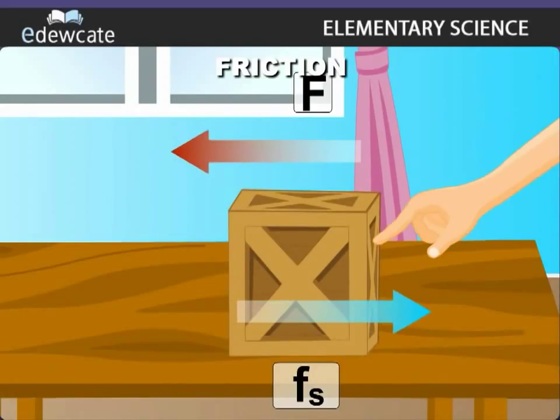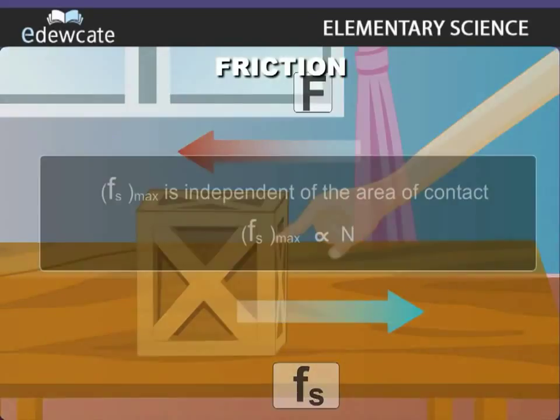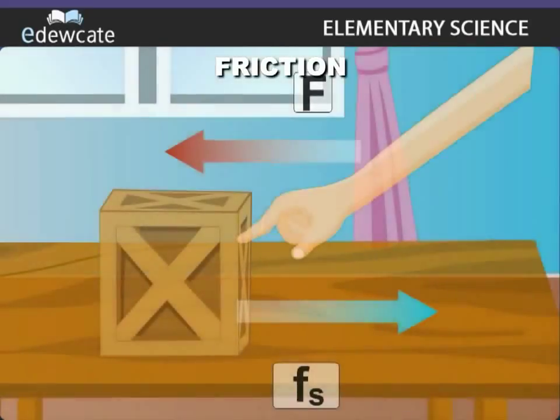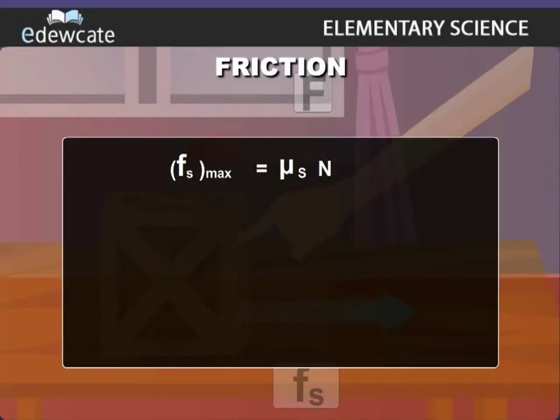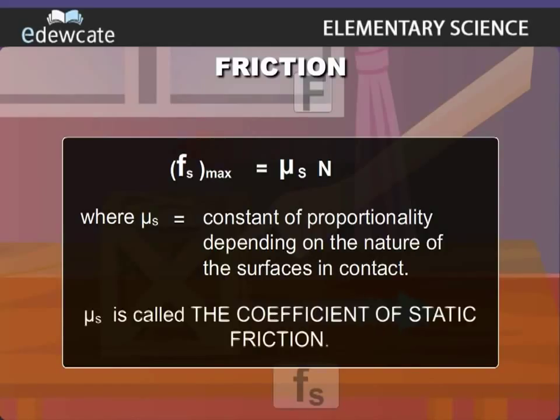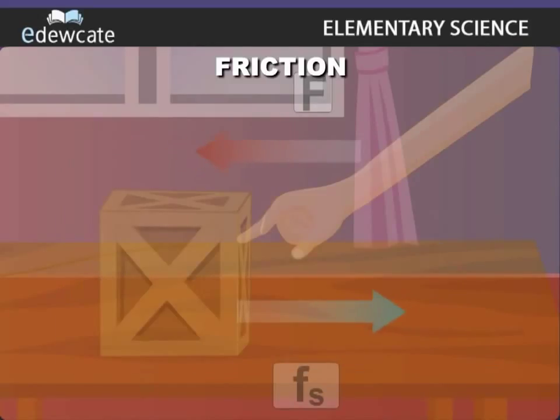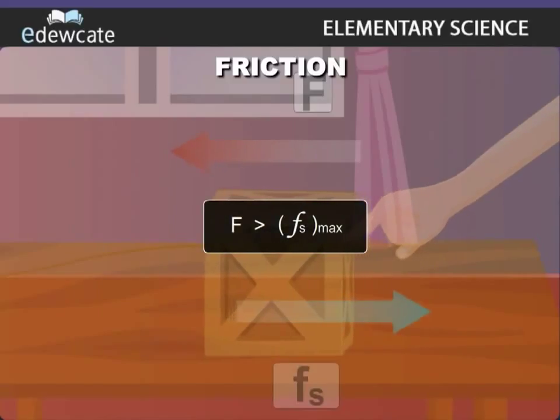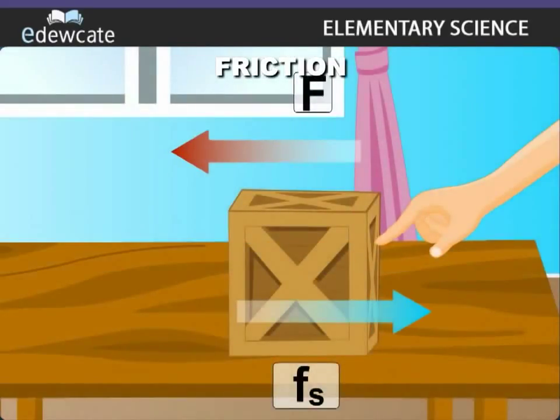It is found experimentally that the limiting value of the static friction, which is Fs max, is independent of the area of contact and varies with the normal force N approximately as Fs max is equal to mu s into N, where mu s is a constant of proportionality depending on the nature of the surfaces in contact. The constant mu s is called coefficient of static friction. The law of static friction may be thus written as Fs is less than or equal to mu s into N. If the applied force F exceeds Fs max, the body begins to slide on the surface.